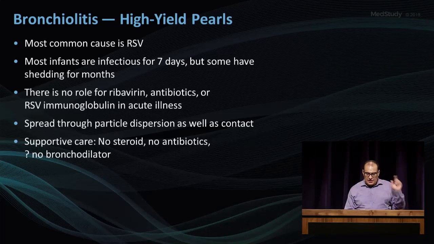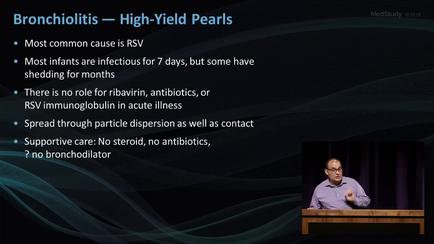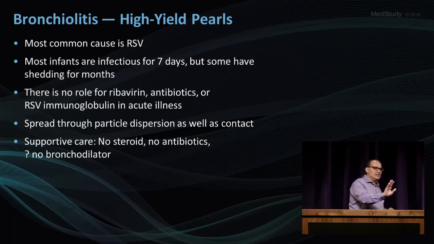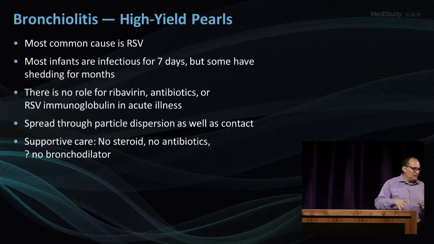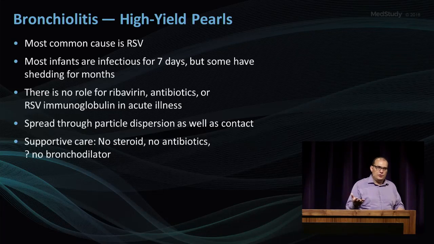So the most common cause is RSV. Most infants are infectious for 7 days, but some keep shedding for months. This is a common question, and you may see it. And a practical question for you, also for your practice.